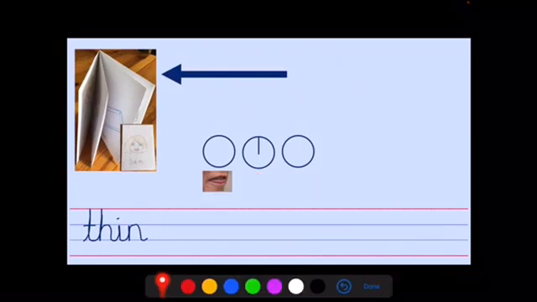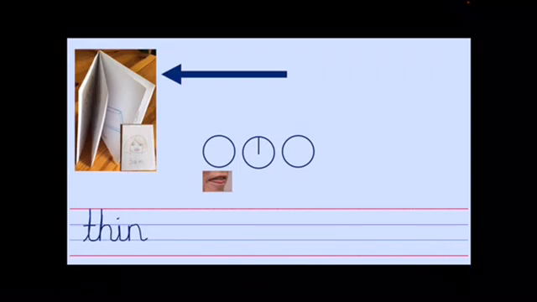I, s. Different sounds, but the same pattern. Th is TH, I is I, S is S. This. So thin was a slightly different sound from the th in this, but our teeth were on our tongue, and that's what tells us we need the letters T and H.